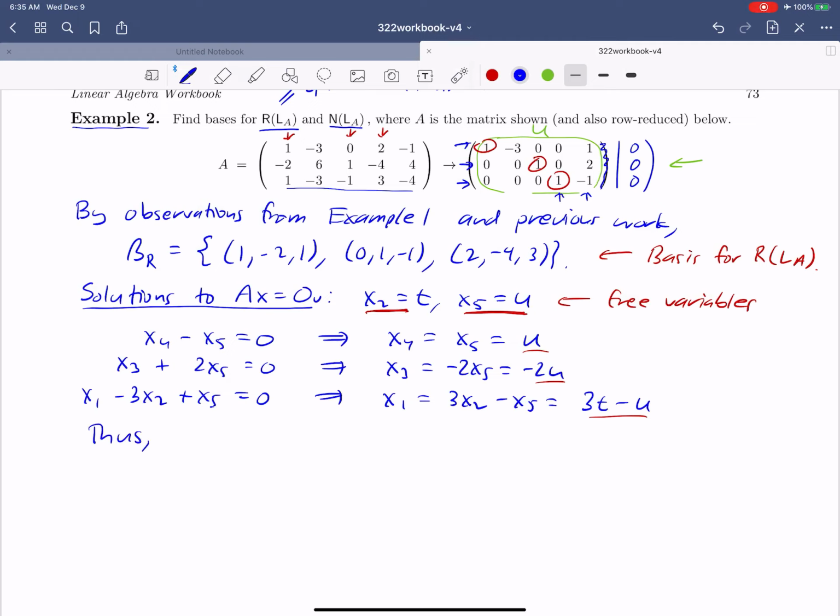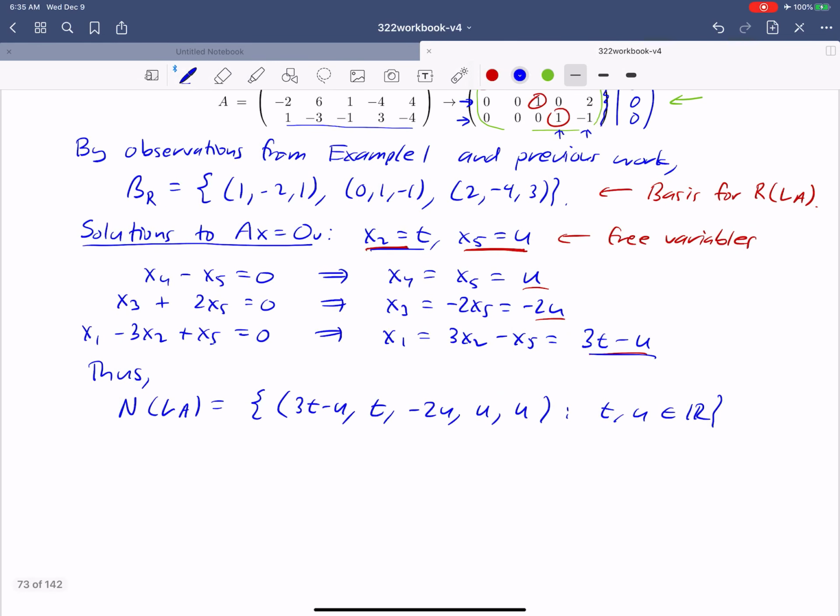So the null space of L of A then would be the set of all vectors x1, x2, x3, x4, x5. We'll just write in the 3 variables that we got. So x1 is 3t minus u, x2 is t, x3 is negative 2u, and just working our way across, where t and u can be anything.